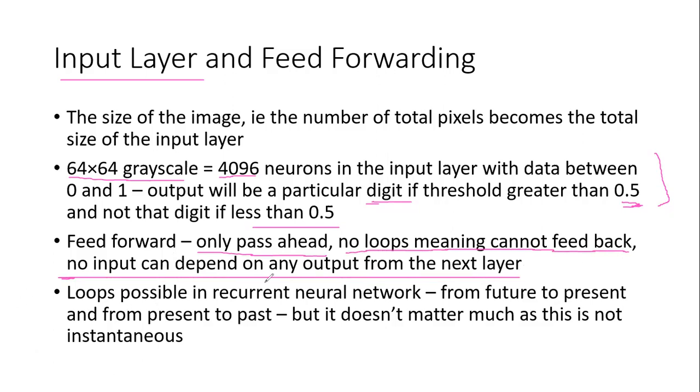In the case of recurrent neural networks, it is possible to have loops. That means feedback. For example, I can feed back from future to present and from present to the past. But this is not instantaneous, so it does not have any negative impact. Rather, it helps to predict the sequence in a very good way. So this is sort of an exception, but typically all of the neural networks we are dealing with are feed forward. This is the only way to ensure that you keep on learning incrementally. That's what we have been discussing since the start of the lecture.